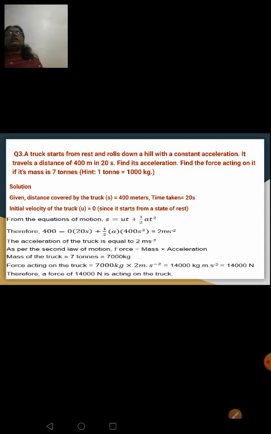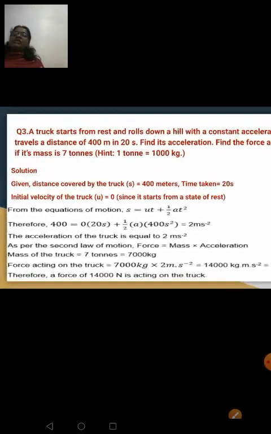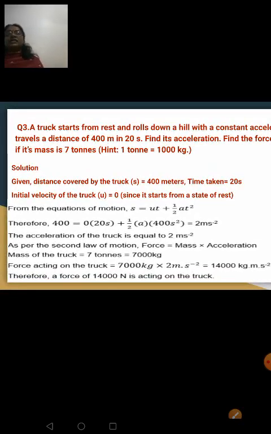First, mass is given in tons, so it should be converted into kilograms. 1 ton is equal to 1000 kilogram. Therefore 7 tons will be equal to 7000 kilogram. So mass here will be 7000 kilogram. Now coming to the question, what are the things you have to find? You have to find acceleration and force acting on it, right? Distance travelled is given. Distance is always denoted by the letter S, which is equal to 400 meters. Time taken T is given as 20 seconds. And initial velocity U is 0.